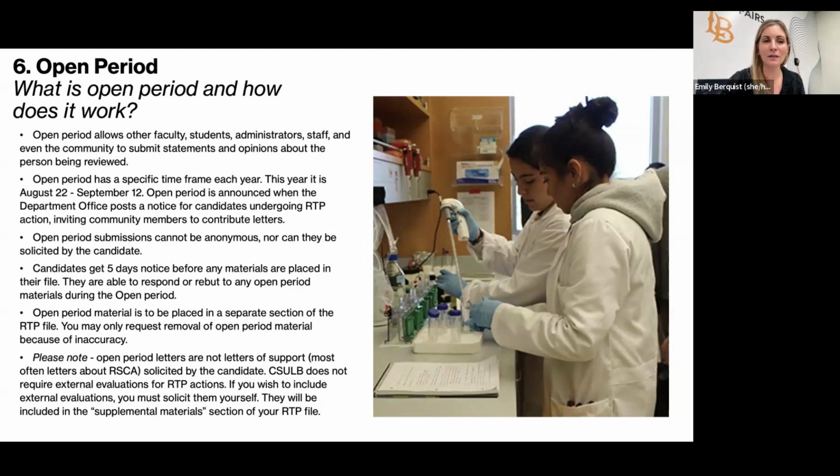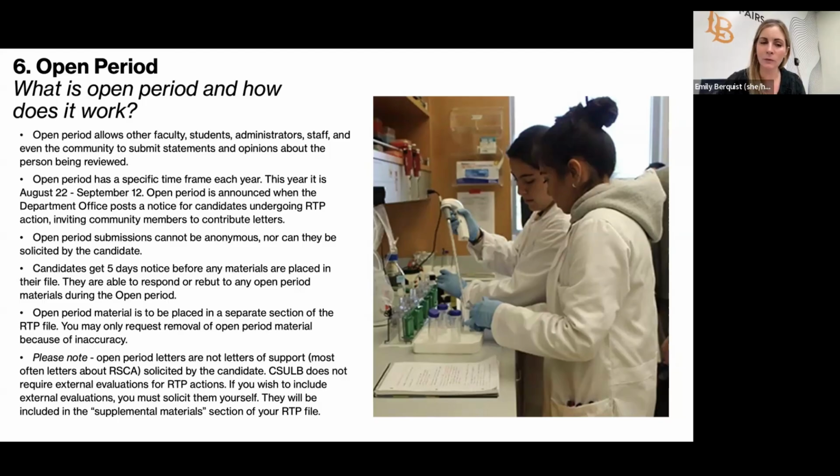Open period is announced when the department office posts a notice for candidates undergoing RTP action, inviting community members to contribute letters. So you may have seen something like this in your own department office. That's just how you know that open period is going on. There are 2 really important pieces to remember about open period submissions. One, they cannot be anonymous. So someone cannot anonymously write a horrible letter about you and submit it to your file, which is good for you. And secondly, open period submissions cannot be solicited by the candidate.